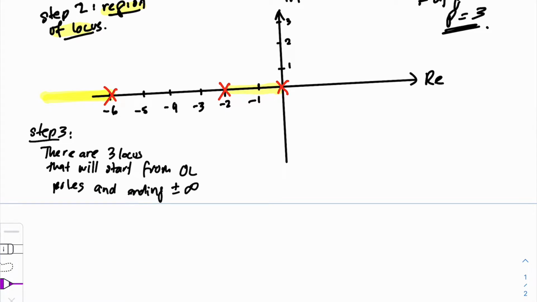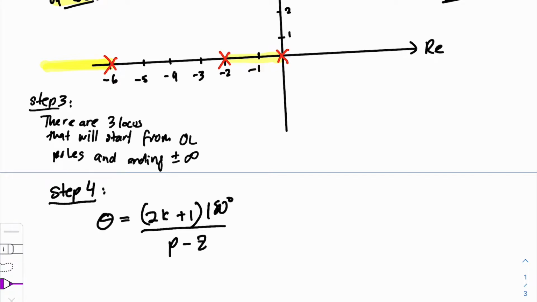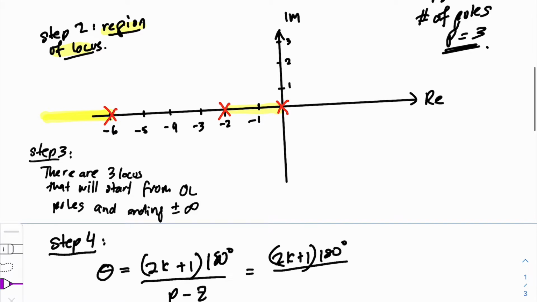Next is step number 4. Because I know that there are 3 poles that will go to plus minus infinity, I need to find the angle of asymptote. How are they going? Are they going to the plus minus infinity? If you remember the formula, 2k plus 1 multiplied by 180 degrees divided by p minus z, and the value of p minus z is your number of poles minus number of 0. So in this case, you have 3 poles, you do not have 0, so that is 3 minus 0, which is going to be 3, isn't it?